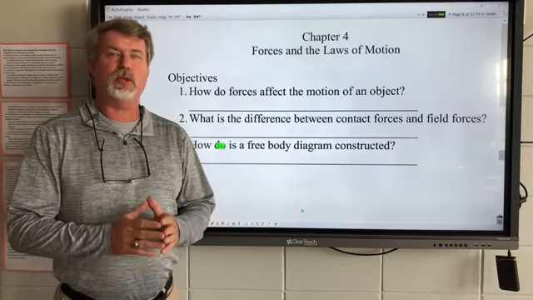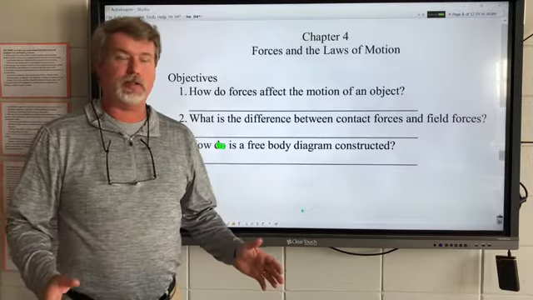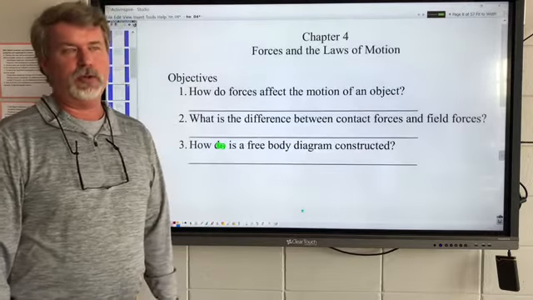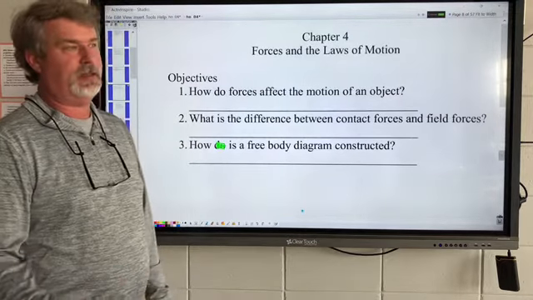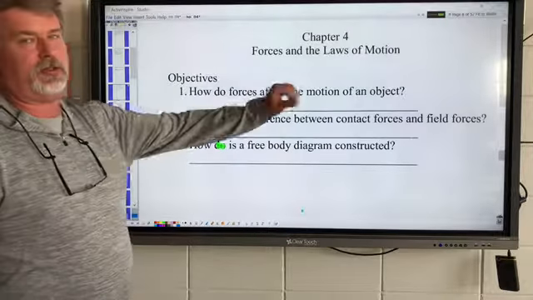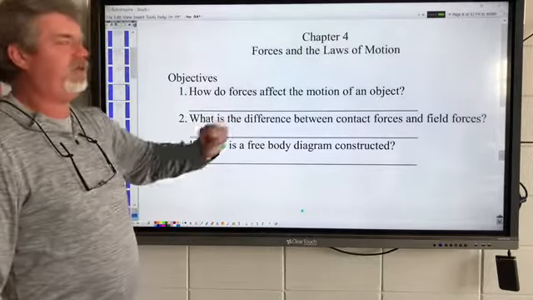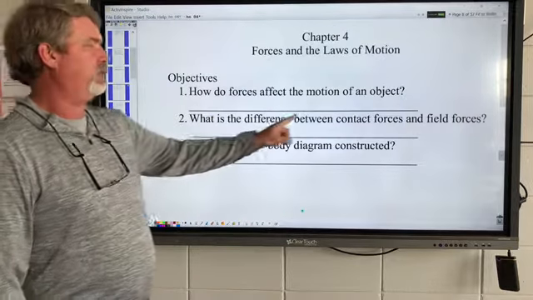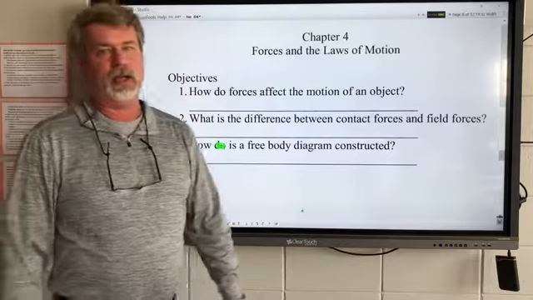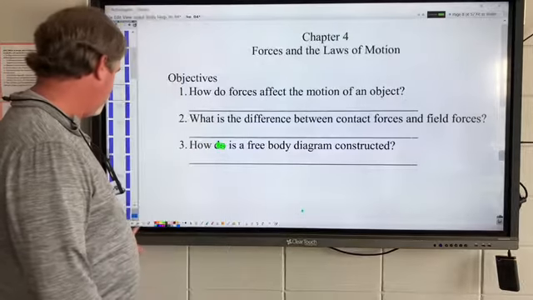Okay guys, welcome. We're going to look at some of the effects of forces now. So you have this packet of notes that you can go through, as well as the handouts that are associated with it. The two questions we want to answer to start off with: how do forces affect the motion of an object? What's the difference between contact and field forces? And how is a free body diagram constructed? So let's get going on this information.